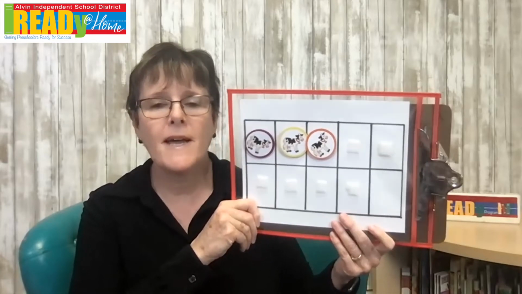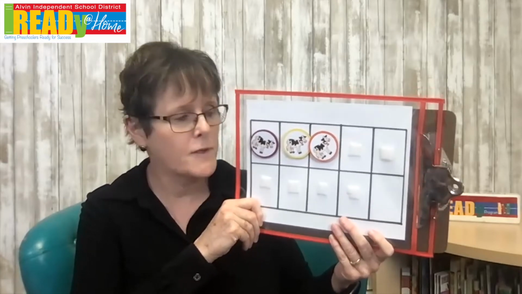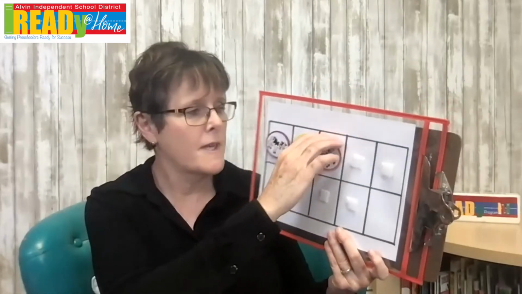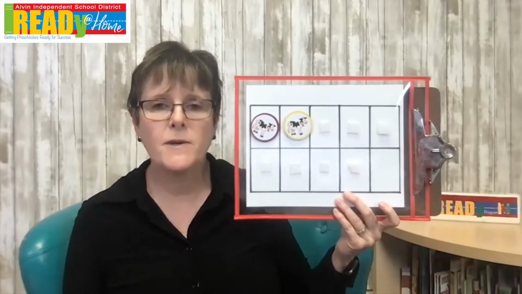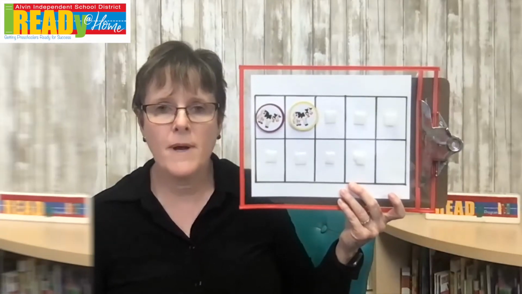You can do it with snack. I have 5 M&Ms. I eat 2. How many do I have left? 3. 5 minus 2 equals 3. I'm going to give you 3 cookies. We're going to add 2 more. 3 plus 2 equals 5. If I have 3 cows, 1 runs away. How many do I have left? 2. 3 minus 1 equals 2. Again, think it through math problems.